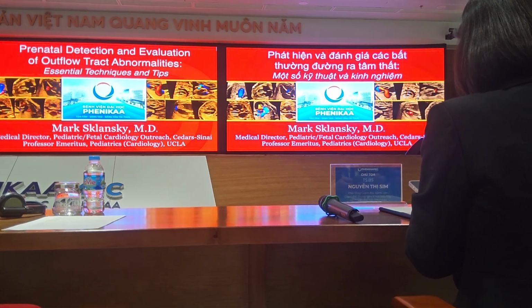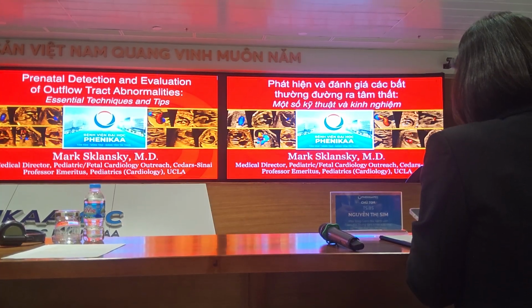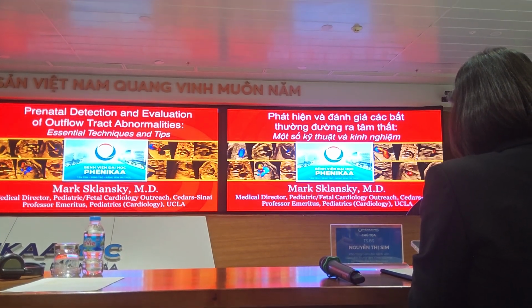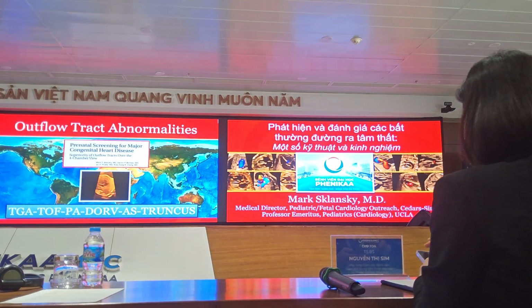Abnormalities to detect, because outflow tract abnormalities do not occur in one plane. Four-chamber view abnormalities often are in one plane. Outflow tract abnormalities may be a little more complicated.